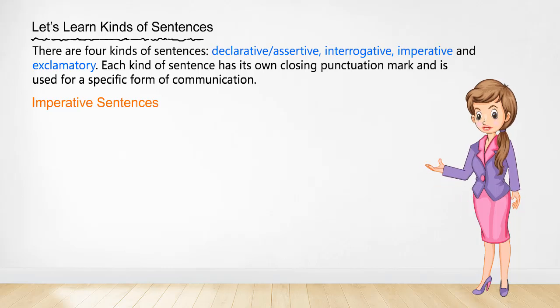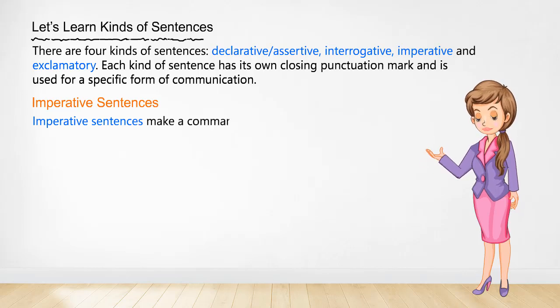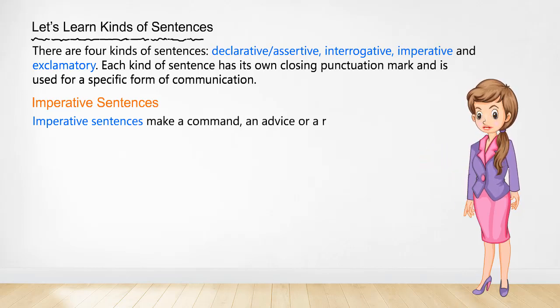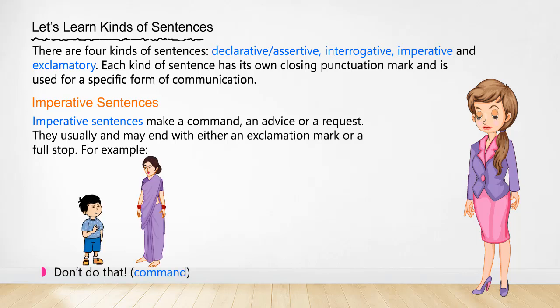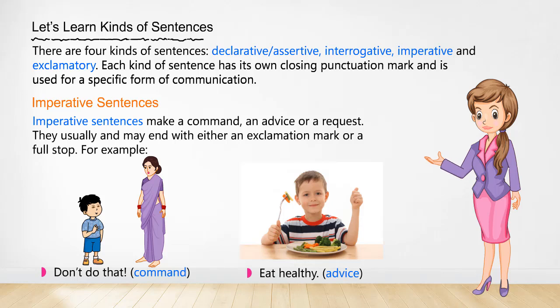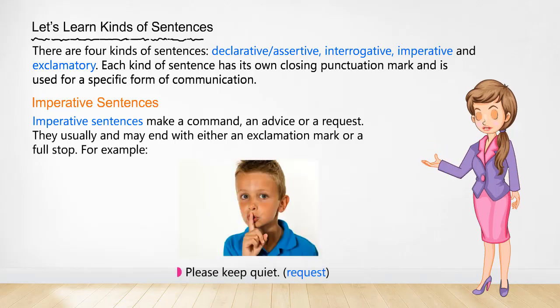Imperative sentences. Imperative sentences make a command, an advice, or a request. They usually start with a verb and may end with either an exclamation mark or a full stop. For example, don't do that, command. Eat healthy, advice. Please keep quiet, request.